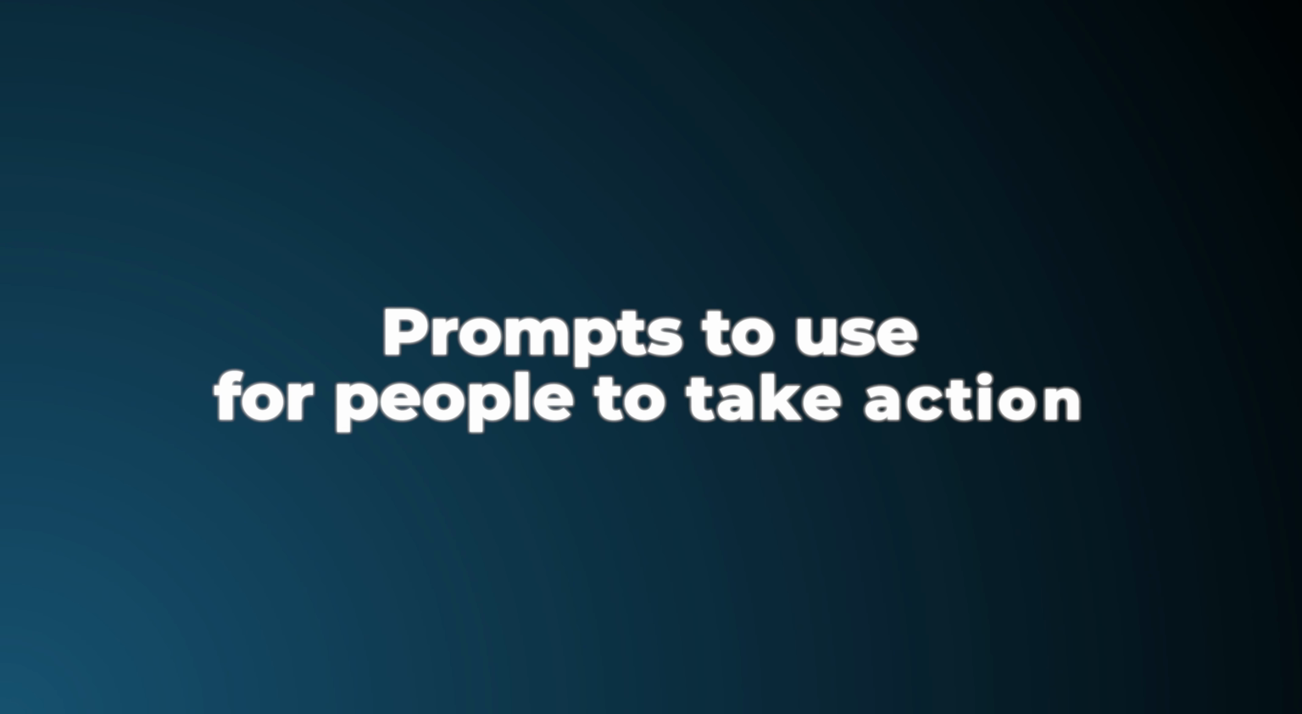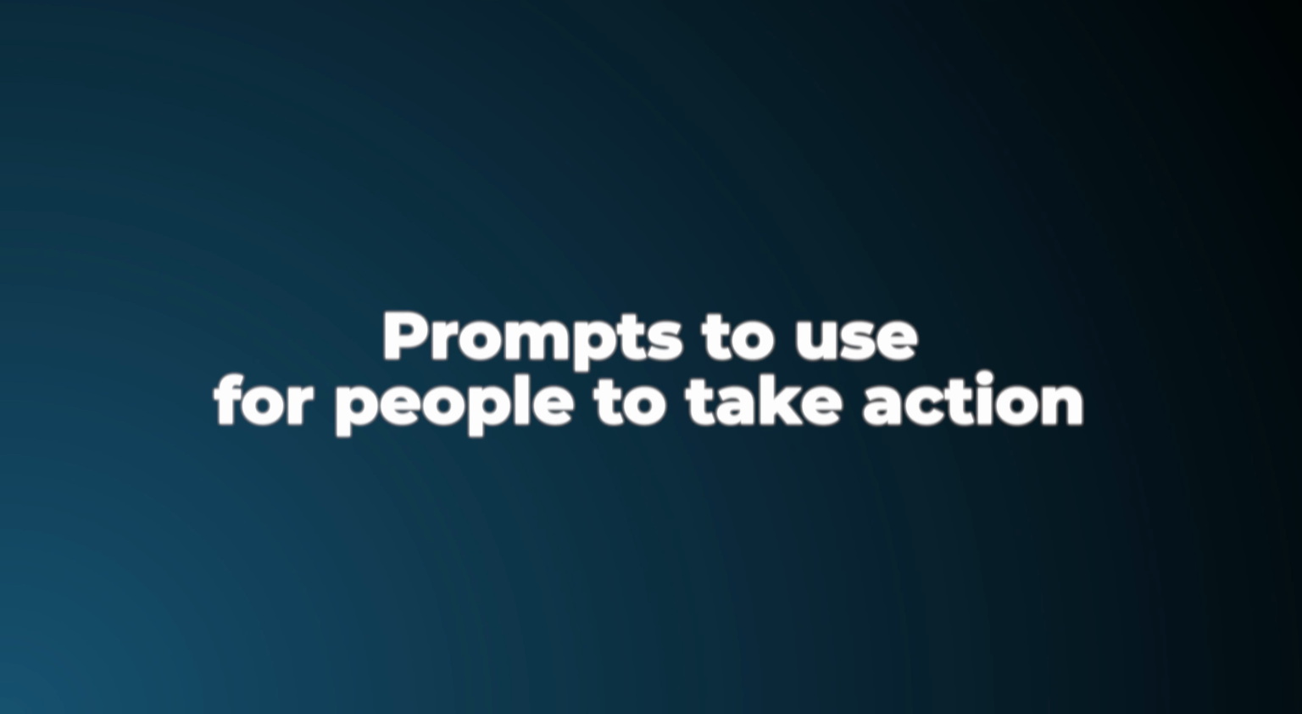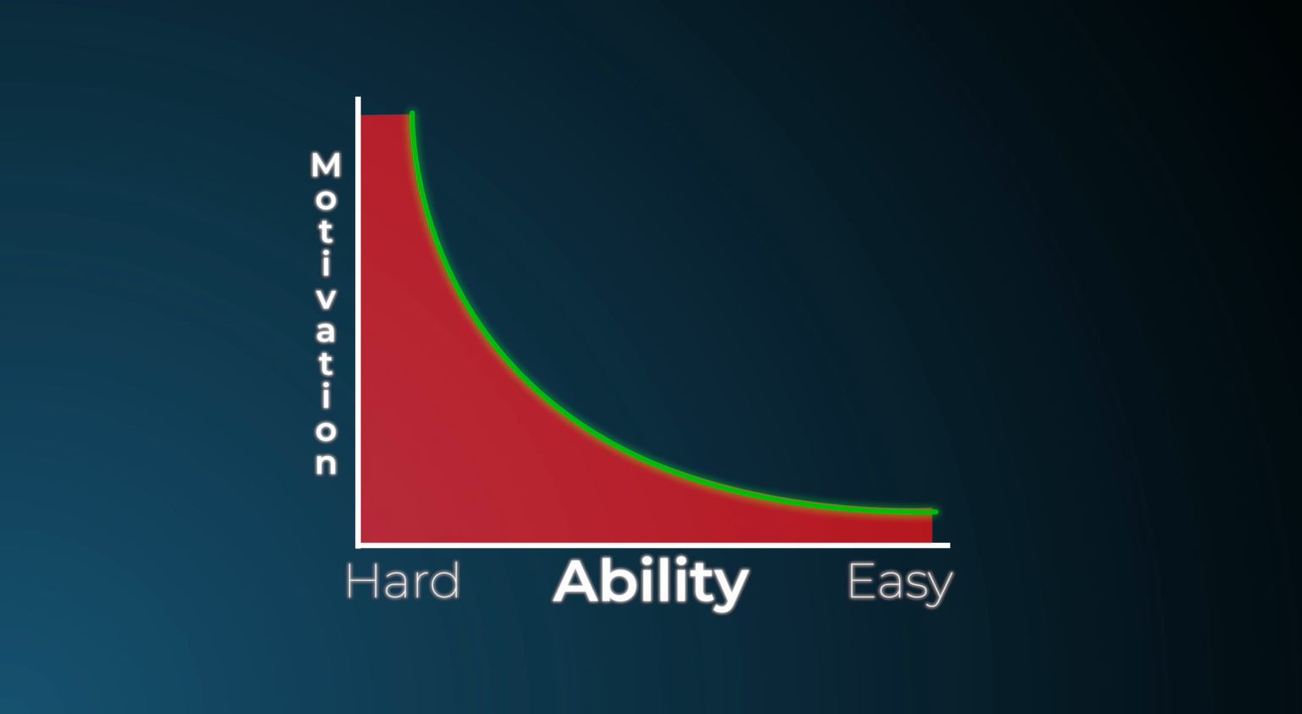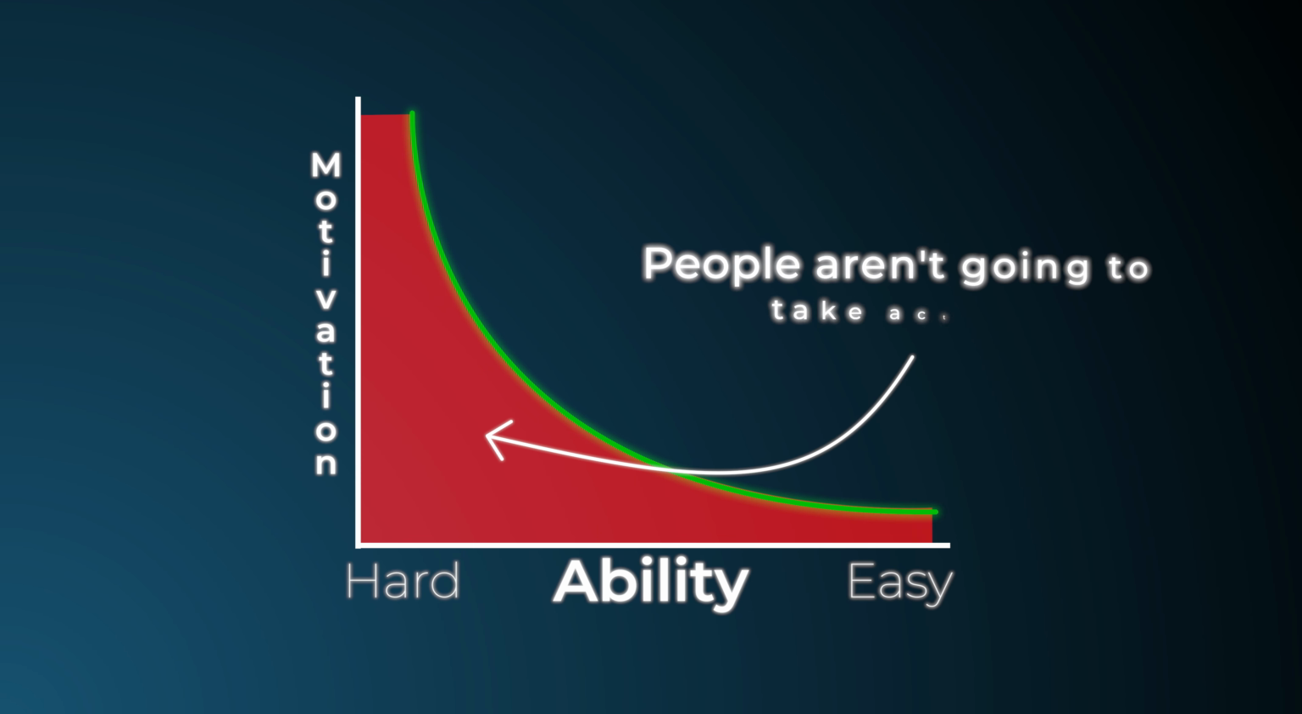So I've given you some examples of how you can increase motivation and how you can increase ability, but what are certain prompts that you can use in order for people to actually take action? Now just remember that if your motivation and your ability are both on the wrong side of the scale, people are not going to take action, no matter what kind of prompt you're using. It doesn't really matter. If it's too hard for people to understand, if they're not motivated enough, they are not going to take action. So you need to make sure that they are on the action line or above.